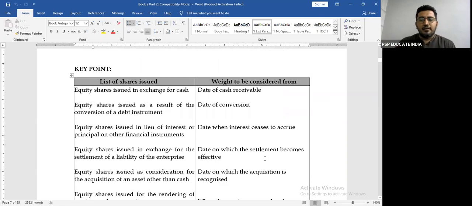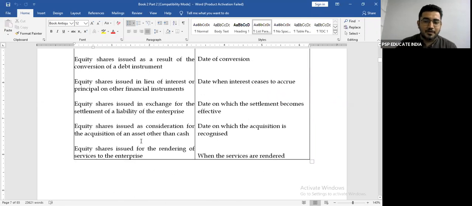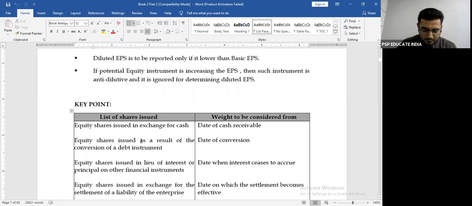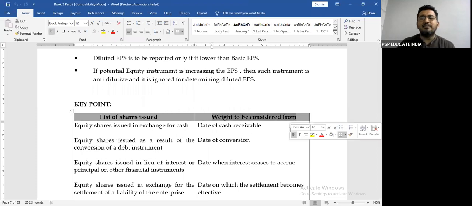Okay. Then you have this key point. Let's understand this. This we have not done earlier, so please pay attention. It's a very simple point. It says list of shares issued and from when will you start calculating the time weight.